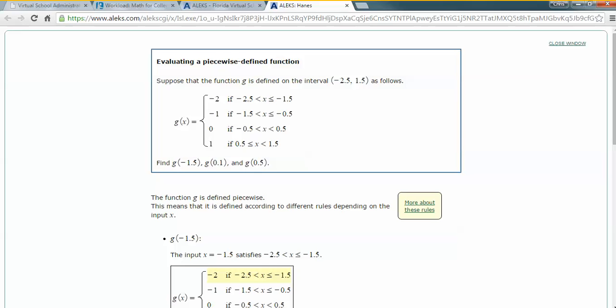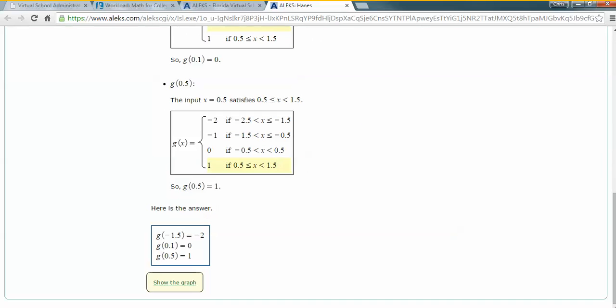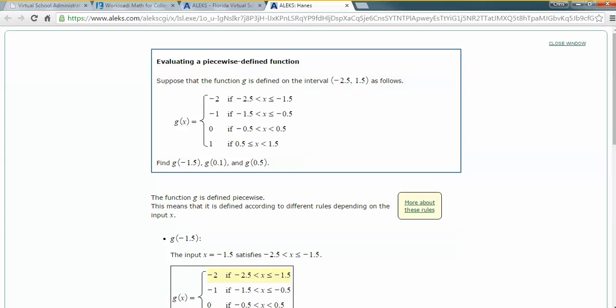So what do you think? Yes, it is. You're correct. 0.1 is somewhere in there. It's between the -0.5 and the positive 0.5. So we're going to use this third inequality. And since we're using the third one, what is our output? Our output is 0. So let's double check our answer. g of 0.1 is 0. That's exactly right. So we got that one right. We're 2 for 2. Now we're going to use g of 0.5.